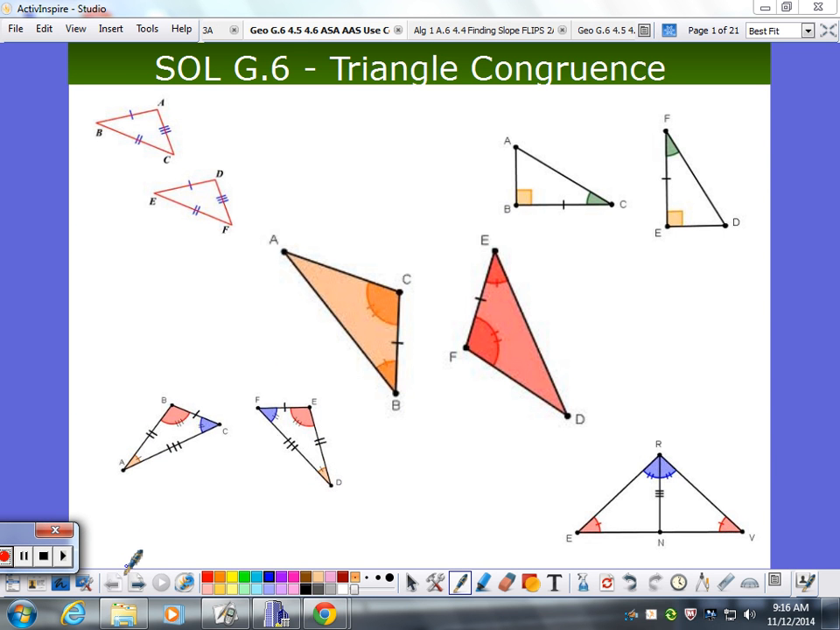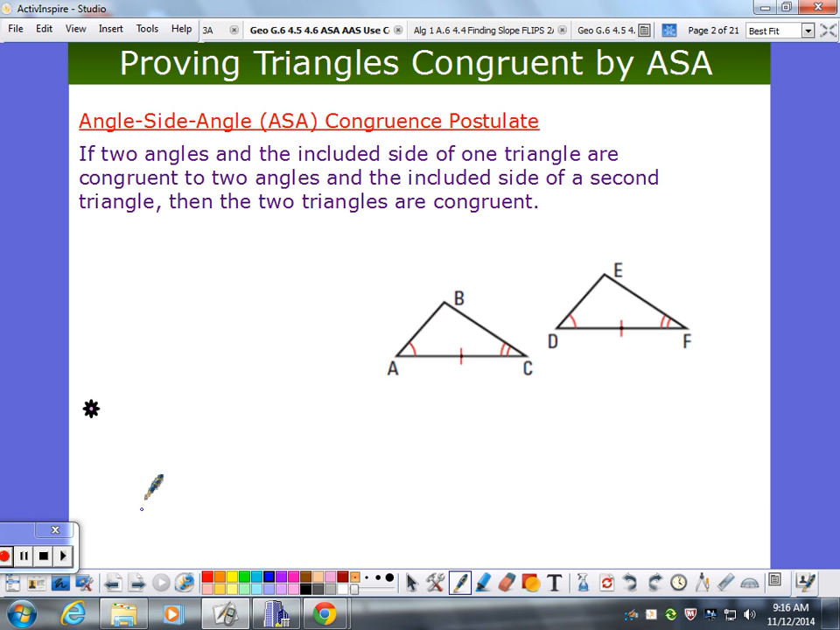Continuing with our congruent triangles. So we've already done side, side, side, talked about side, angle, side, and we've talked about hypotenuse, leg. Now in our triangle congruence lab, we saw some other pieces. Angle, side, angle. It's also a postulate. So what does that mean?